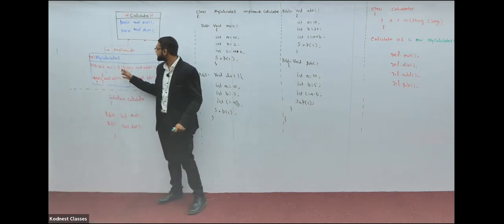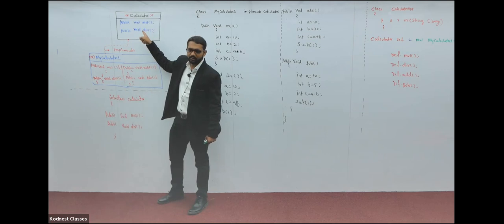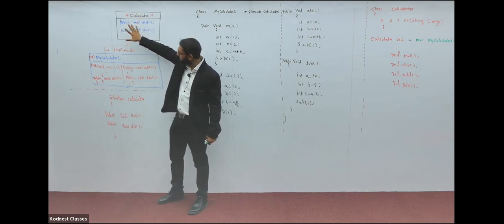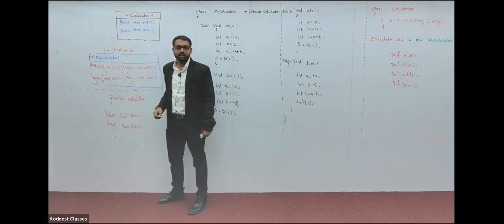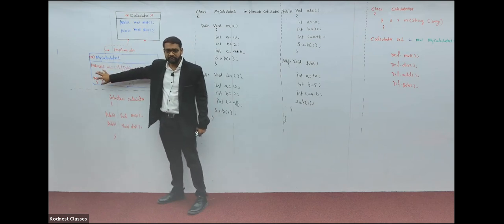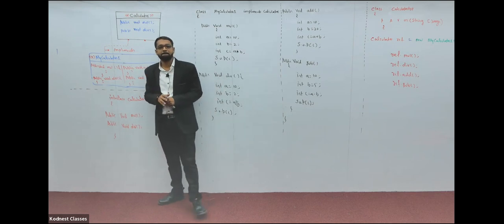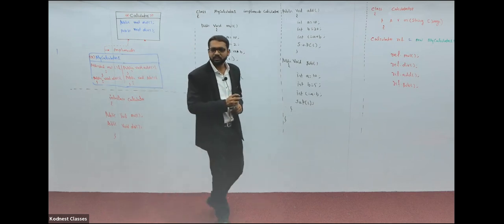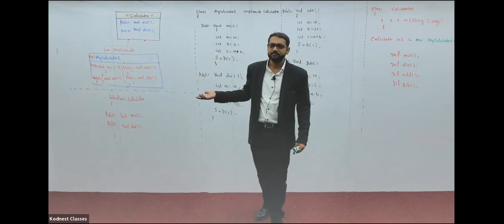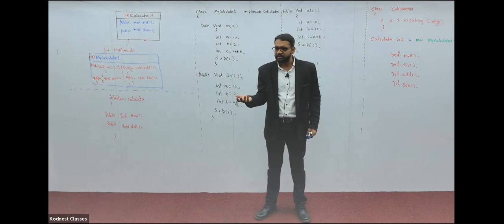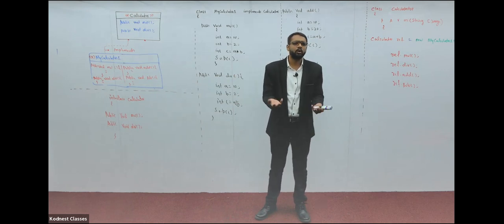You have a class that is implementing calculator. Implementation means it promises to give body for all the methods present in calculator. Along with giving body for those methods, can I have specialized methods? You can have. Who is stopping you? Along with the inherited method, along with the overridden method, a specialized method also you can have. No one is stopping you.